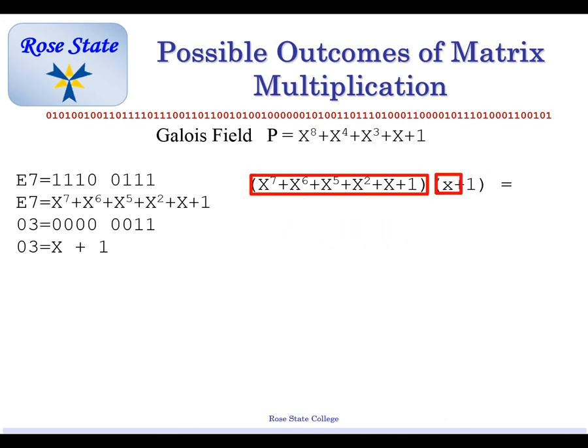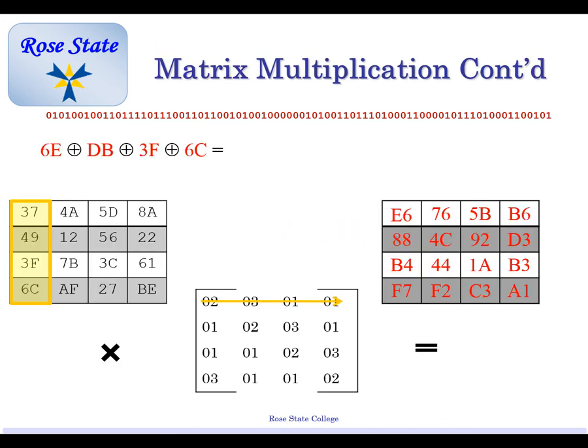Okay, let's go back here to that slide. So you take 37 times the 2, then 49 times the 3, 3f times 1, and 6c times 1. Actually, 37 times the 2, XOR that result with 49 times 3, XOR that with 3f times 1, and XOR that with 6c times 1. 37 times the 2 becomes 6e. 49 times the 3 becomes db. 3f times 1 gives us 3f, and 6c times 1 gives us 6c. After you get those 4, you XOR them all together.